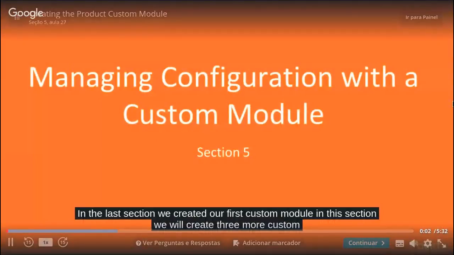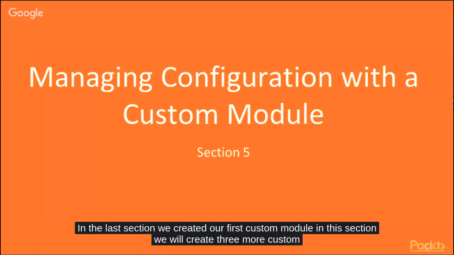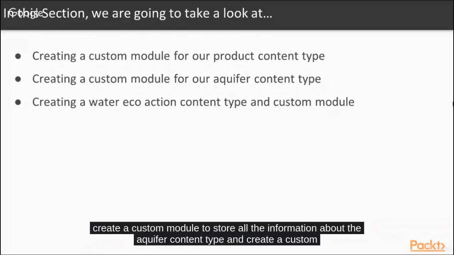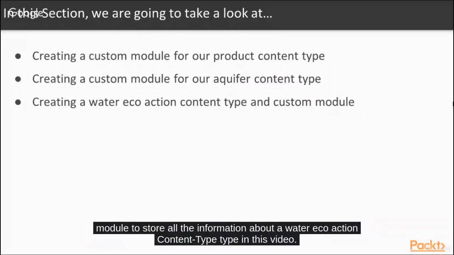In the last section, we created our first custom module. In this section, we will create 3 more custom modules. We are going to create a custom module to store all the information about our product content type, create a custom module to store all the information about the aquifer content type, and create a custom module to store all the information about a water eco action content type.